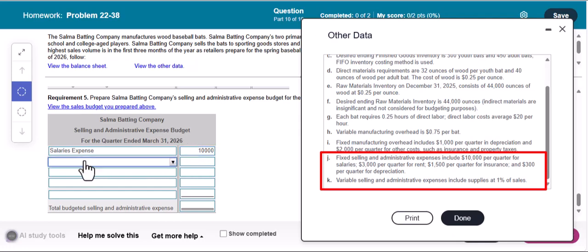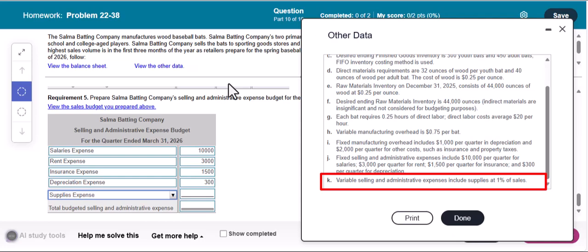Then next up, we have that rent expense, and that is going to be $3,000 per quarter. And then we have our insurance expense, and that is going to be $1,500. And then we have a depreciation expense, and that is going to be $300. And then we have supplies expense, and then we're looking at K here.